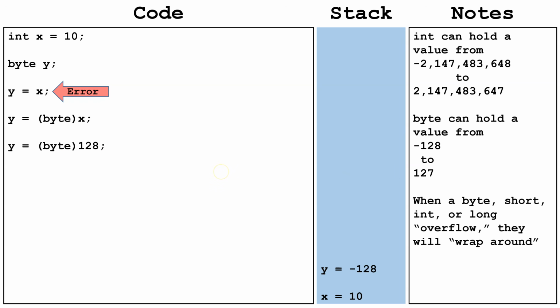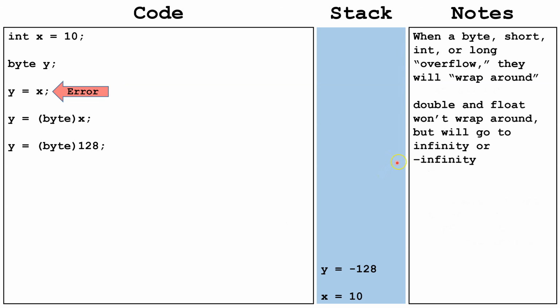Other data types can roll over too when they overflow. Byte, short, int, and long will all overflow and wrap around to the other side. The primitive types double and float will not wrap around when they overflow. Instead, they will go to infinity if the value is too high, or negative infinity if the value is too low. Casting is one example of when we can have an overflow. However, we can also overflow a variable when we add past its highest value or subtract past its lowest value.